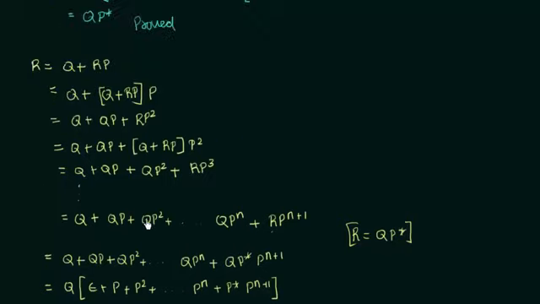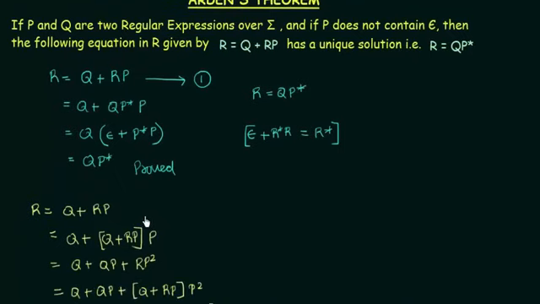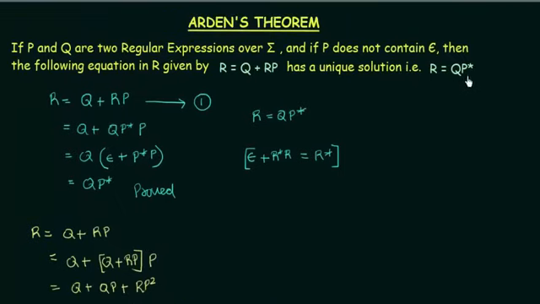So once we prove this Arden's theorem, we can write R equal to QP star whenever you get this kind of equation. So I hope that was clear to you.